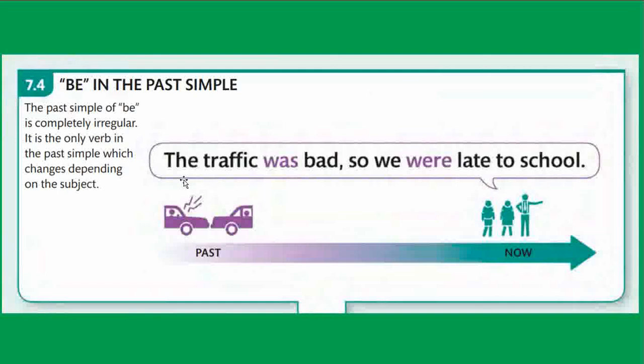For example, the sentence over here, the traffic was bad. Now was is used for the traffic. The traffic is taken in the singular context. The traffic was bad, so we were late to school. Now were is used because we is taken in the plural context. So that is how the be form word is changing. We are in the present and we are talking about the past. The traffic was bad, so we were late to school. This is singular with the subject and this is plural with the subject.